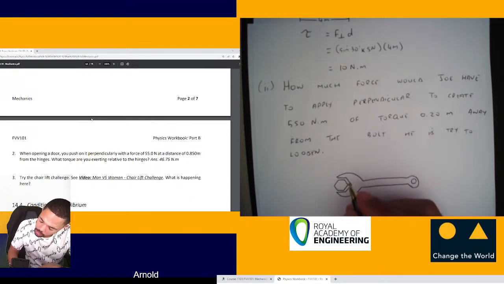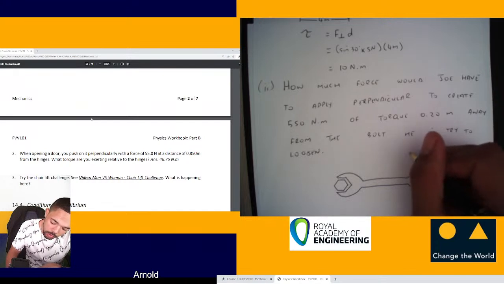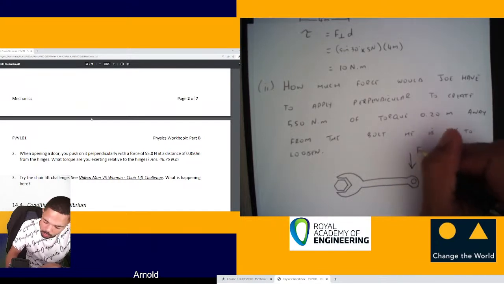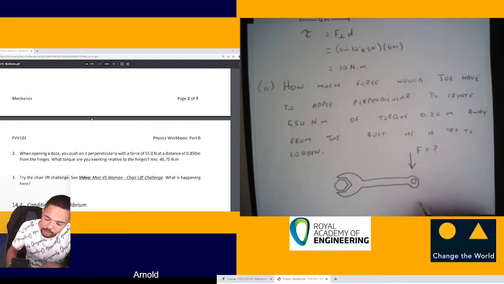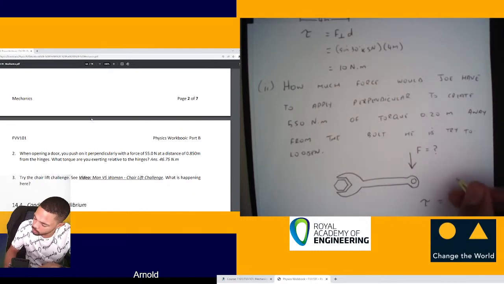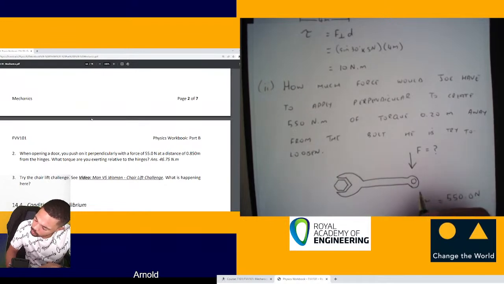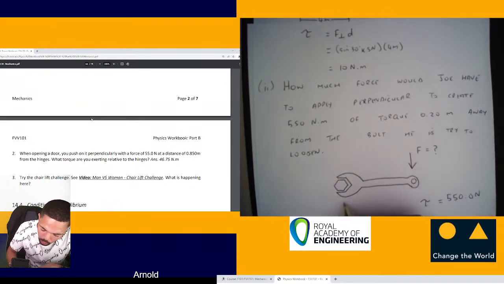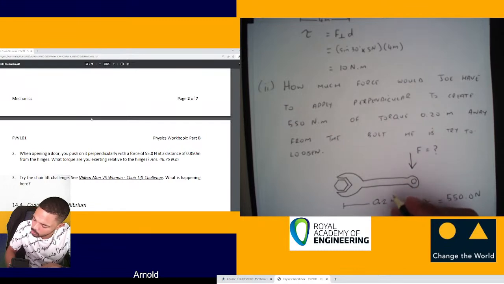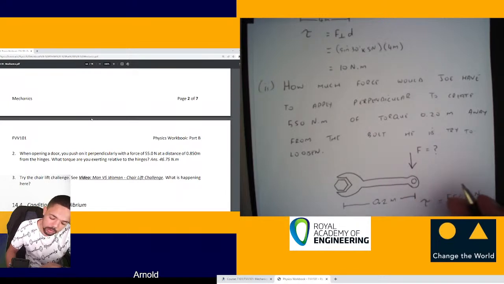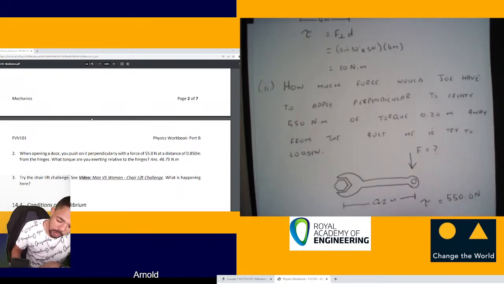They ask how much force does Joe have to apply perpendicular. We want this force that Joe needs to apply if he's creating a torque of 550 newton meters about 0.2 meters. So the distance at which this force would be acting is 0.2 meters, or 20 centimeters, away from the bolt. He's applying the force there. So let's see.